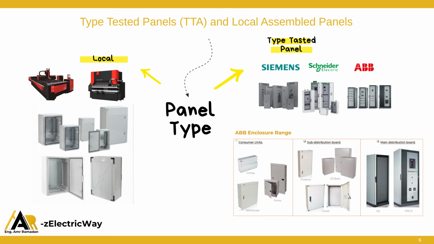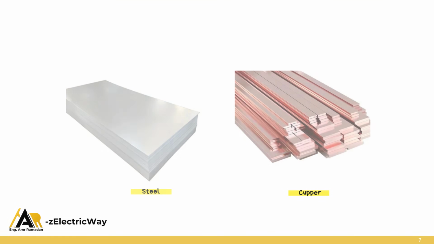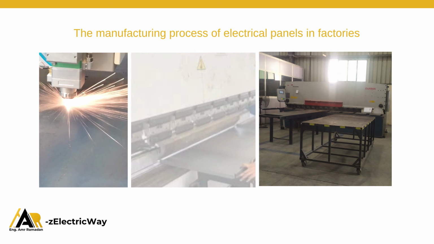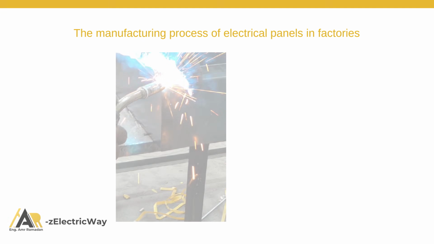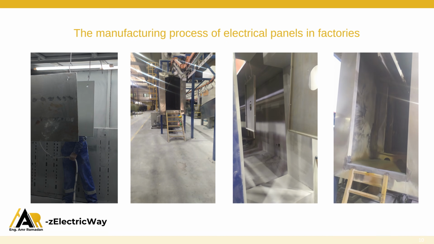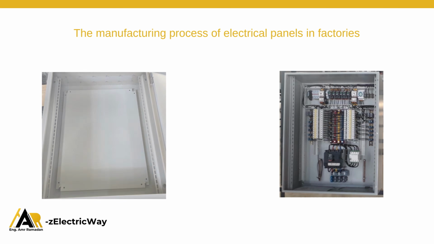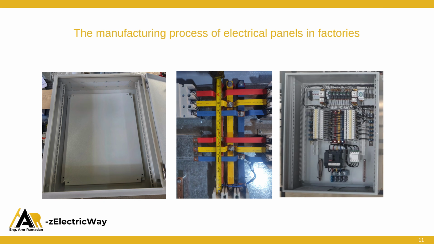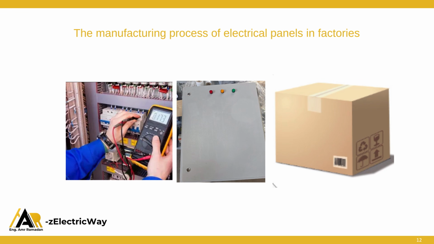The course will cover understanding the fundamentals of electrical power distribution systems, exploring external distribution bulk equipment, and the difference between type-tested panels and locally assembled panels. The course will cover the project steps and rules sharing, and the manufacturing process of electrical panels in factories, CNC cutting and punching of sheet metal, and bending. The course will cover different devices and how to use them.